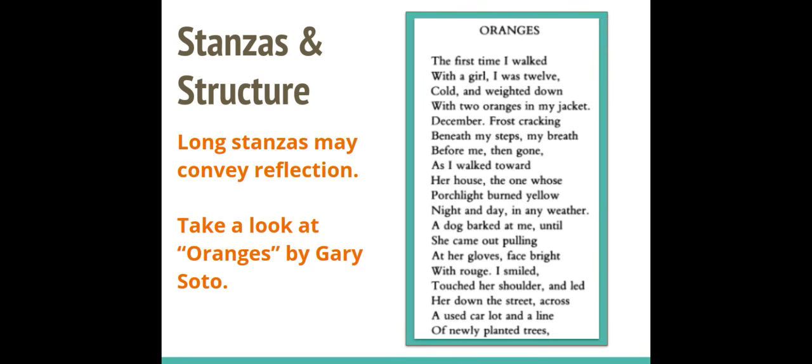I'm not going to read all of this, but let's just kind of take a look at how it starts. And it says, "The first time I walked with a girl, I was 12, cold, and weighed down with 2 oranges in my jacket." So again, as the speaker is telling us about this memory, he's not really stopping to think, or to plan what he's telling us. He's just telling us what comes to his mind as he remembers this memory of walking with a girl for the first time.